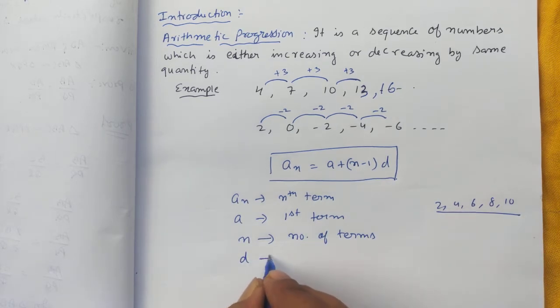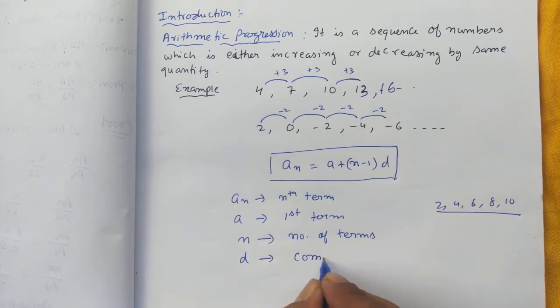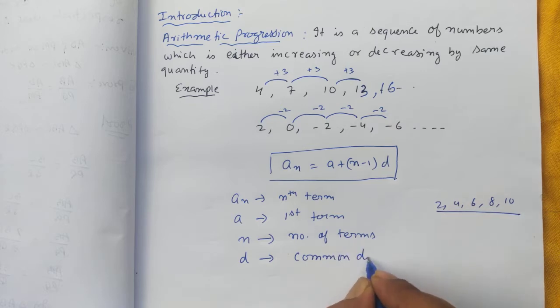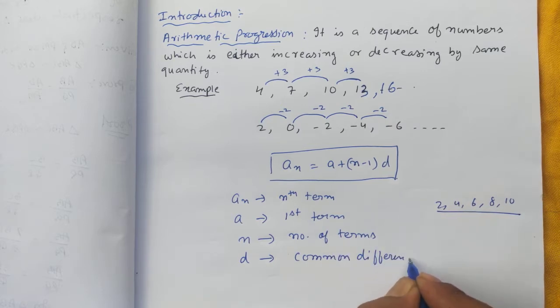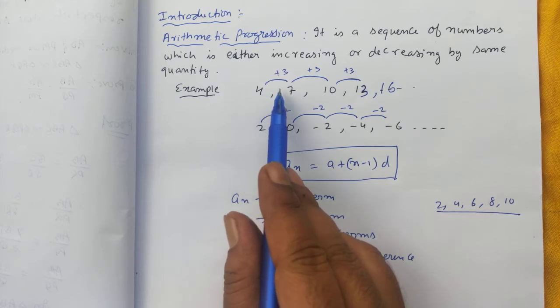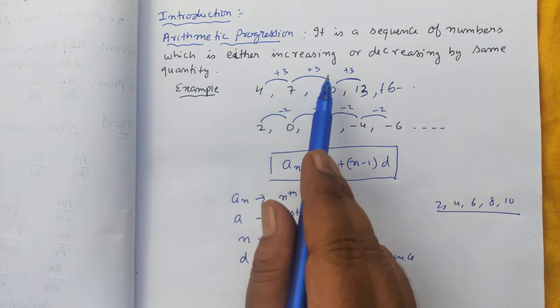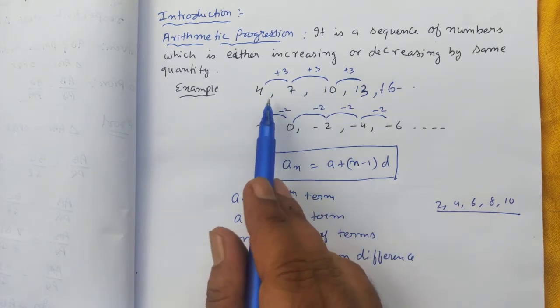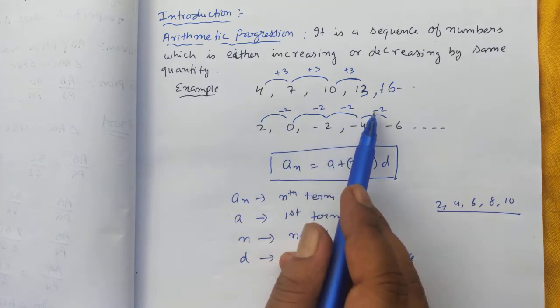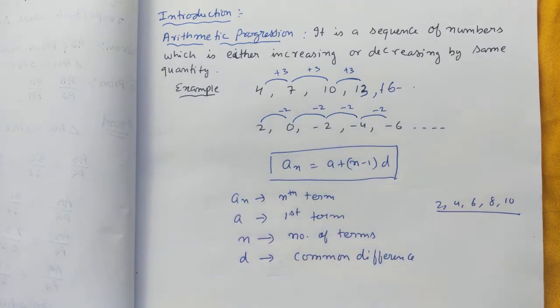d means common difference. For example, here the common difference is 3 because it is increasing by 3. And here the common difference is minus 2 because it is decreasing by 2.